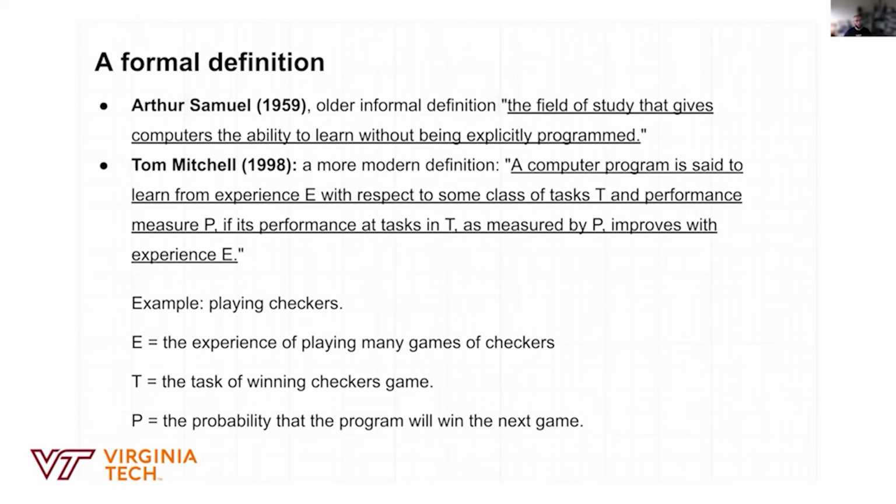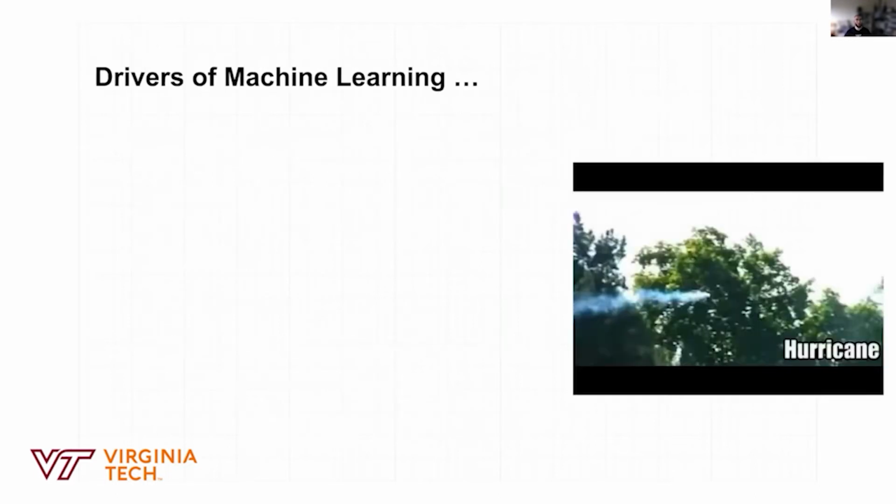So if we apply this complex definition to the checkers game, the experience E was playing many games of checkers, and the task T was winning the game. And the P, which is the performance, is the probability that the program will win the game. So it is trying to improve that probability as it learns.